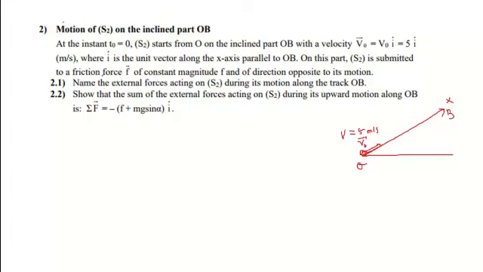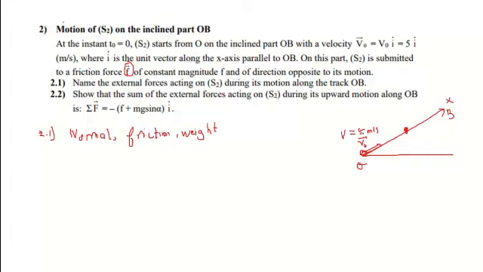S2 is subjected to a friction force of constant magnitude. So here we have a friction, and part 2(1): name the external forces acting on S2 during its motion along the track. If I want to trace it here, for example, what do we have as forces? We have the normal reaction, we have the friction, we have the weight. So these are the forces.